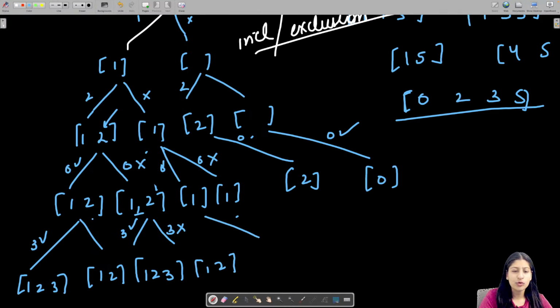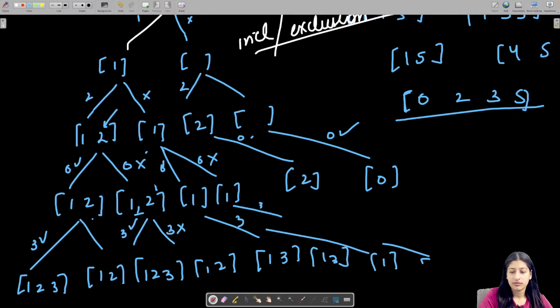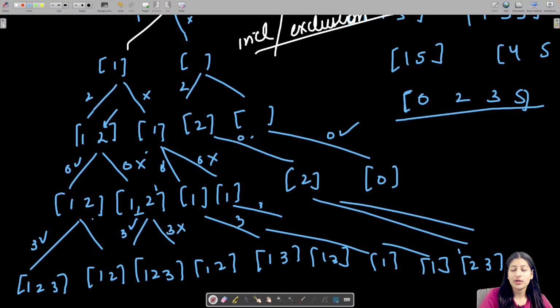Here if I include 3, definitely I'll get a new subsequence which will be of length 1, 3. Here also when I include it, I'll get this 1, 3, and if not included, it will remain 1, 1 only, right? 1, 1. Fine. Talking about this 2, if I include it, I'm going to get 2, 3, and if I don't include it, I'm going to get 2.